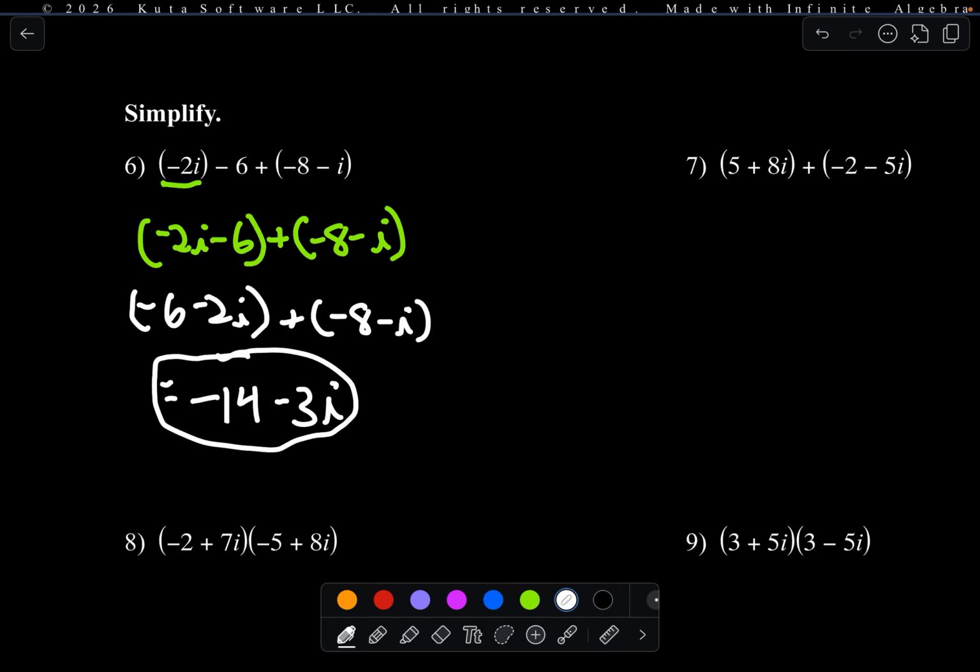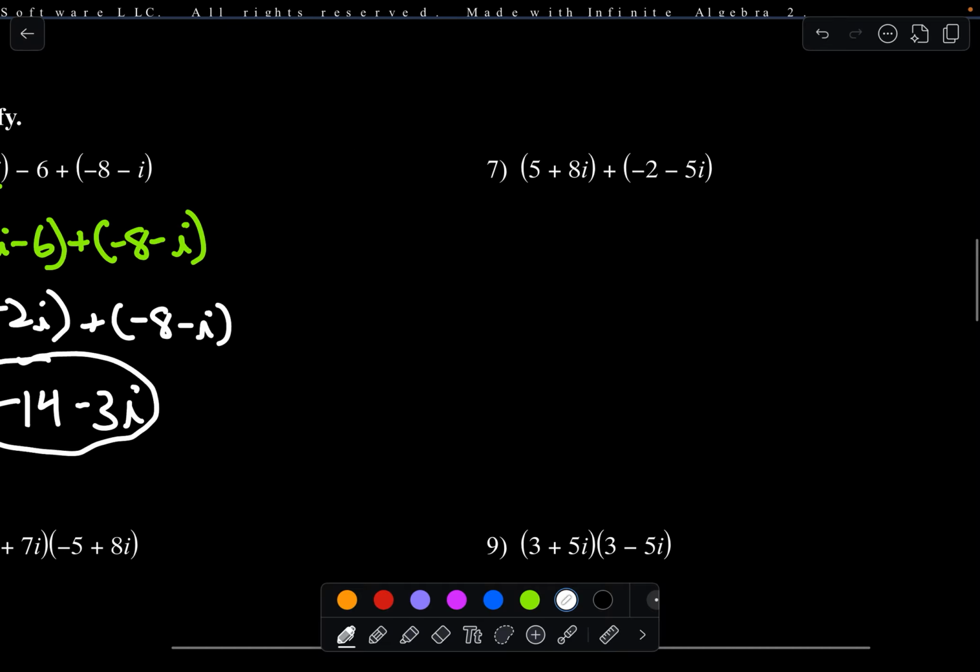You have to make sure when you add or subtract, you add real to real, imaginary to imaginary. All right, this next one, very similar: 5 plus a negative 2 plus 8i plus a negative 5i. We're not multiplying because there's a plus between them. Okay, 5 plus negative 2 is 3.